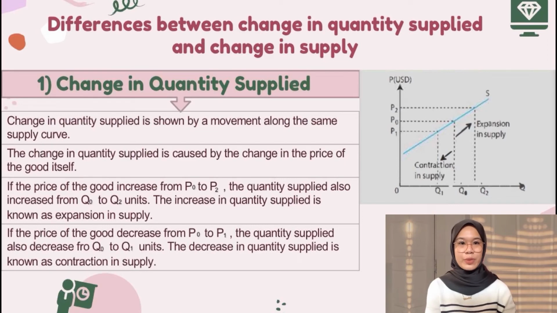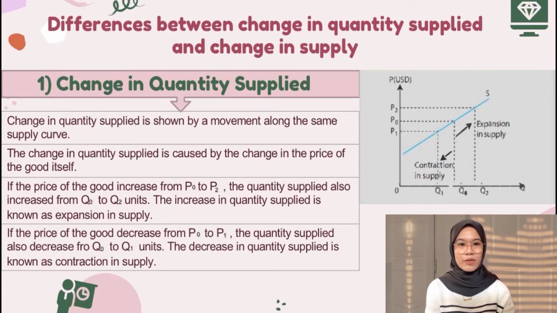Next, difference between change in quantity supply and change in supply. Number 1. Change in quantity supply. Change in quantity supply is shown by a movement along the same supply curve. The change in quantity supply is caused by the change in the price of the good itself.